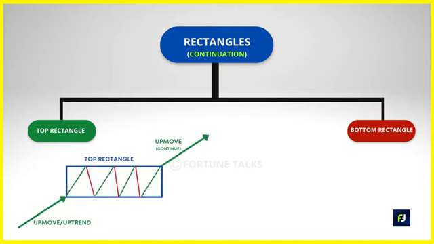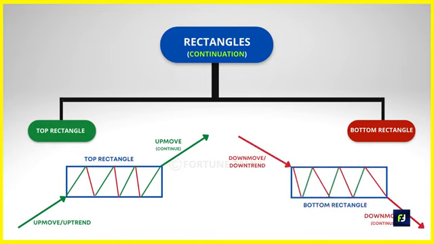The top rectangle, which is formed during an upward price move, signals the continuation of the uptrend. The next rectangle is formed during a downtrend and is called a bottom rectangle, which signals that the down move will continue after the breakout.